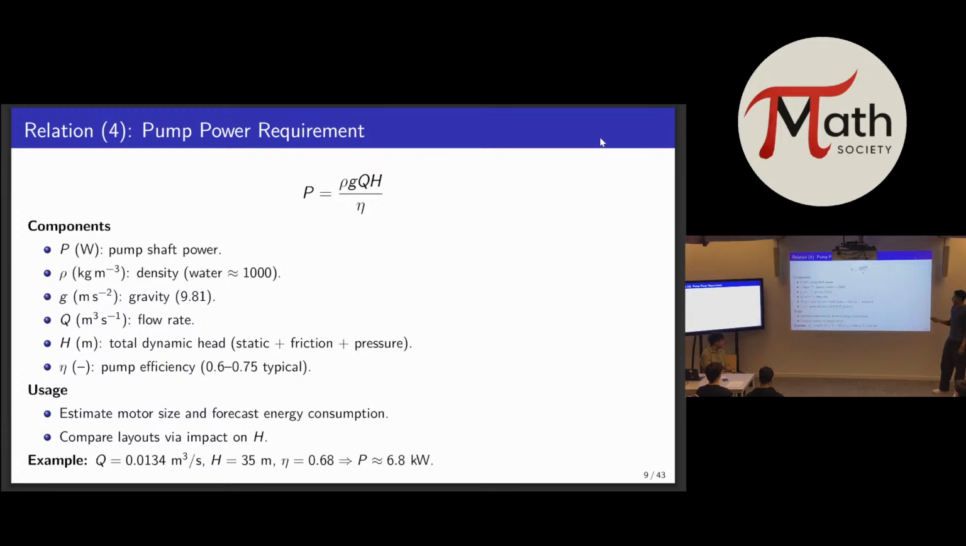As I said, the use of it is to actually have a comparison of the layout via its impact on H, which is the dynamic head. It really depends on the static, friction, and pressure, as I said. After computation, we have 6.8 kilowatts. We actually round it to 7 kilowatts because the pump only comes in these kinds of ratings.